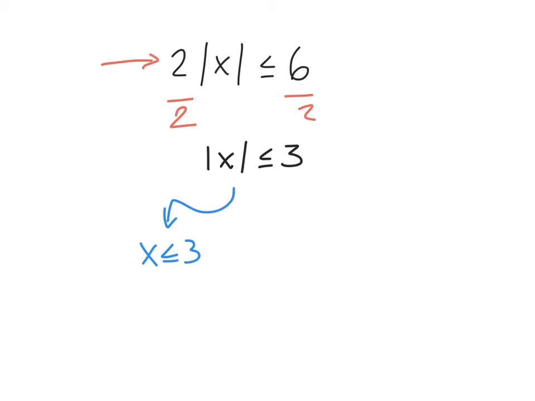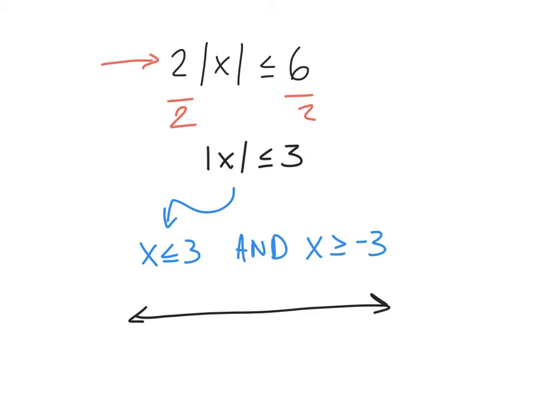That's the obvious piece. And then I'm going to write down "and" x is greater than or equal to negative 3. And that's the less obvious answer. But again, we're shading basically all the numbers between negative 3 and 3, and there'll be solid dots.